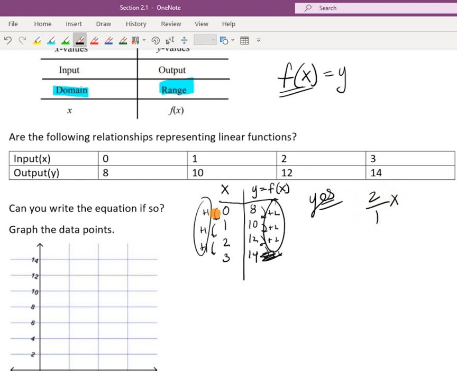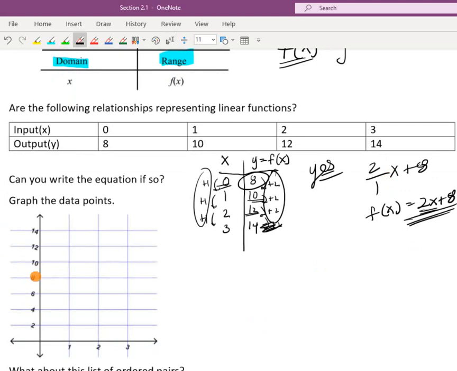Now, if I chose x to be 0, like this one here, what do I need to add to 0 to get that 8? That 8. So now my question is, does f of x equal 2x plus 8 produce these other values? If I plug 1 in for x, 2 times 1 plus 8 would give me 10, which is that number there. If I plug 2 in, 2 times 2 is 4 plus 8 is 12, gives me that number there. I'm going to do the same thing for 3. So this is the rule for that function. We can graph these points: 0, 8; 1, 10; 2, 12; and 3, 14. And you can see that those things do end up creating a line.